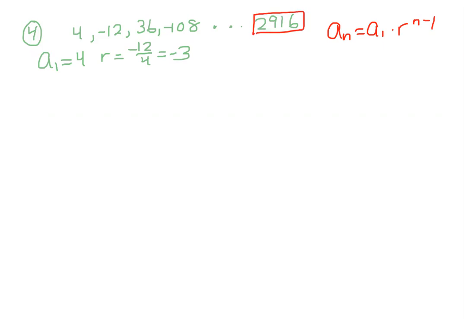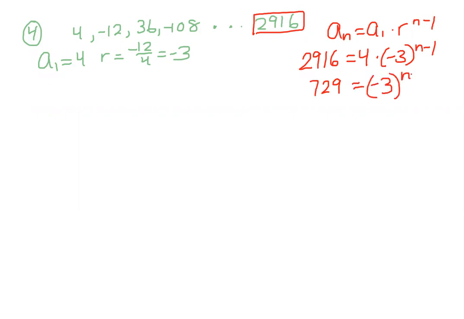So we're going to say 2916 equals a1 times negative 3 to the n minus 1. Divide this by 4, and we get 729 equals negative 3 to the n minus 1. So this must equal negative 3 to some power, and you can figure that out and get that that's to the 6th power.